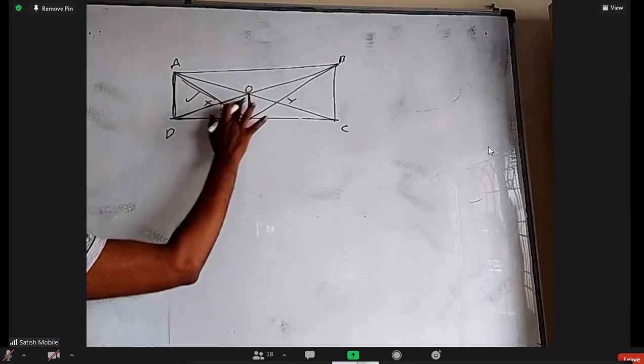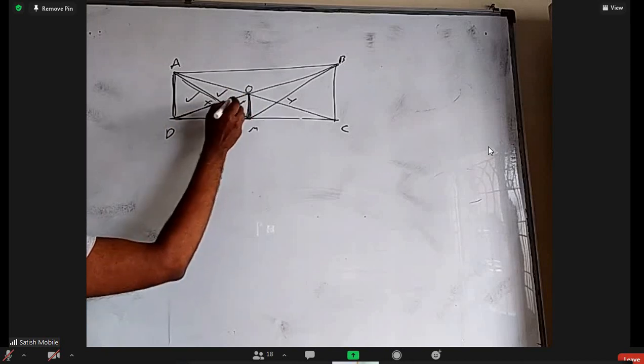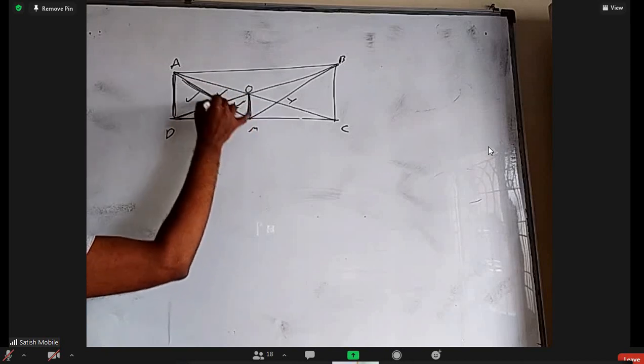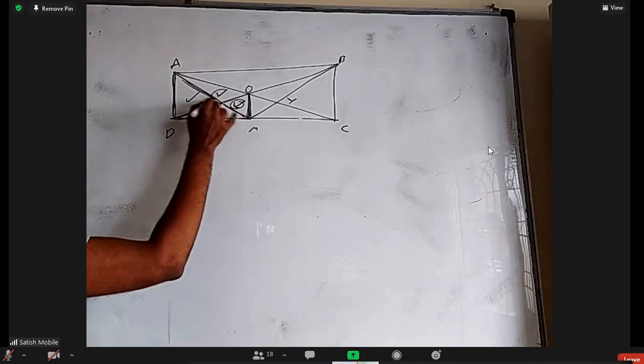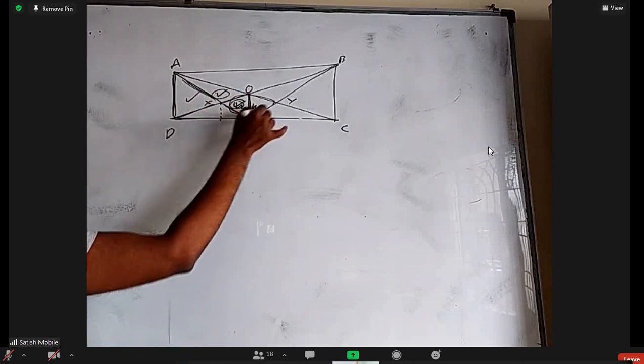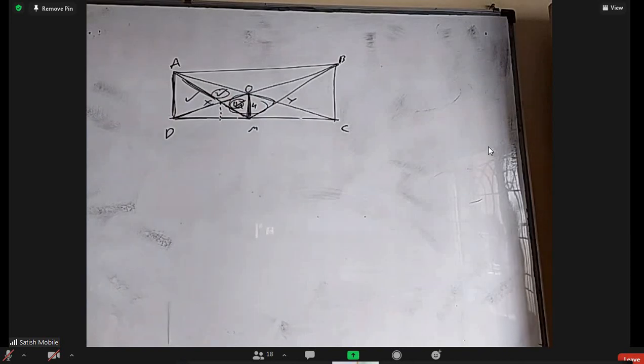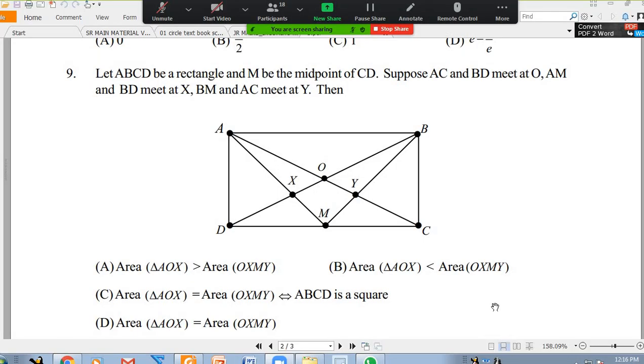Now that's done. If I take this triangle and this triangle, they have the same height, but the base sides are in the ratio 2:1. Means if this is K, this is 2K. If this is K, this is also 2K. So both are equal. That is understood. Option B.